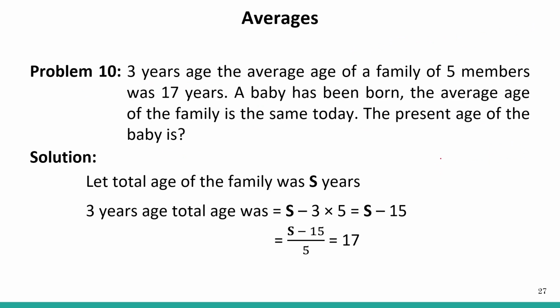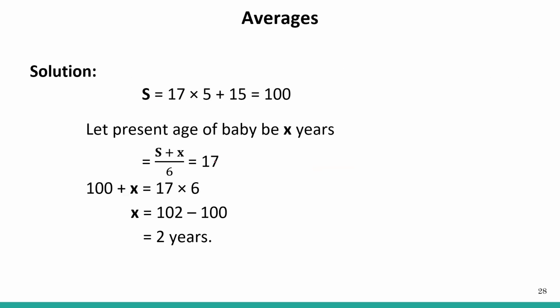So let's go forward with the step-by-step solution. Let the total age of the family be S years. Total age was 3 years before, S minus 3 into 5, which is equal to S minus 15. So (S minus 15) by 5 is equal to 17, which was given to us because their average age is 17. So S is equal to 17 into 5 plus 15, that is equal to 100 years.